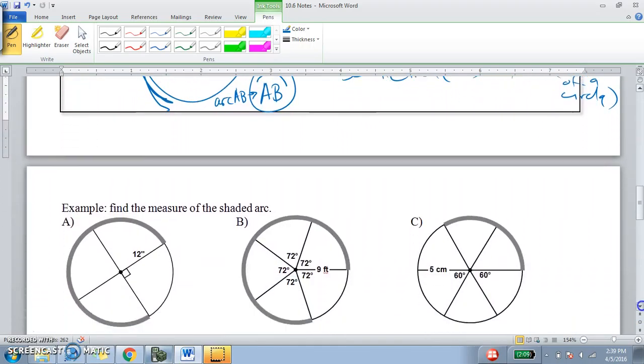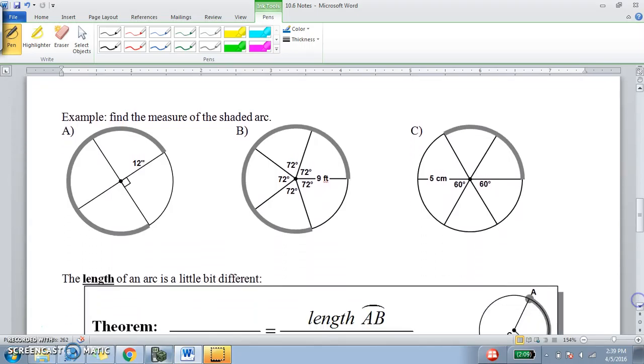All right, so find the measure of the shaded arc. We have to figure out what chunk of the circle it cuts out. What is the angle that it cuts out of the circle? Well, this is 90, which means this vertical angle is 90, which means all these angles are 90, all next to each other. So the shaded arc is 3 chunks of 90. 3 times 90 is 270 degrees. So this arc would be 270 degrees.